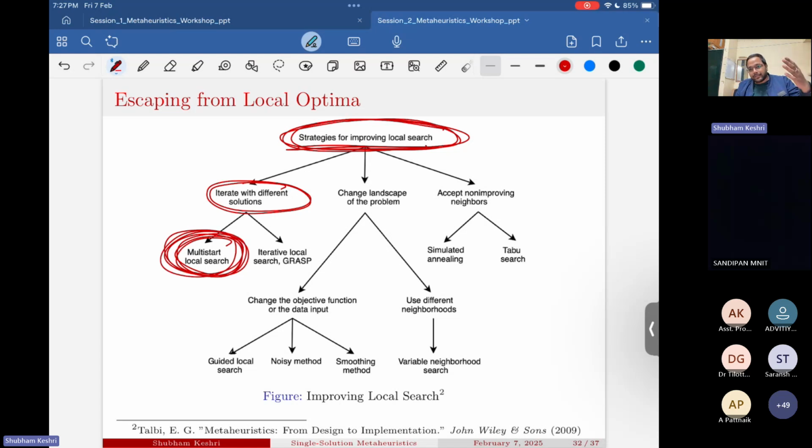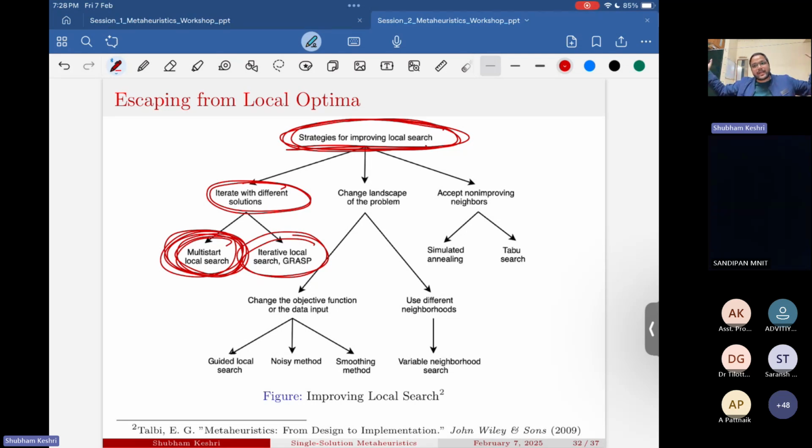You are randomly starting at different initial solutions. You're changing the initial solutions. Iterative local search is a little bit different. What you do is you start with a solution, you come to the local optima. When the local search terminates, you modify this local search solution a little bit. You change the solution a little bit, move to another point, and then again you do local search. When you come to that point, you modify the existing solution a little bit, and then you again perform local search.